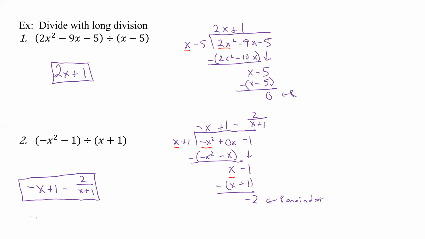Now we could have also said negative x plus 1 plus a negative 2 over x plus 1. We could have put that negative in the numerator so it goes with the remainder, and then we are adding that remainder to it. So either way we want to look at it, both of those are going to give us the same answer.